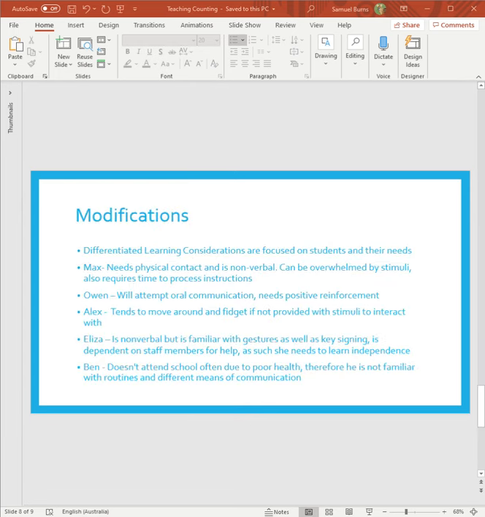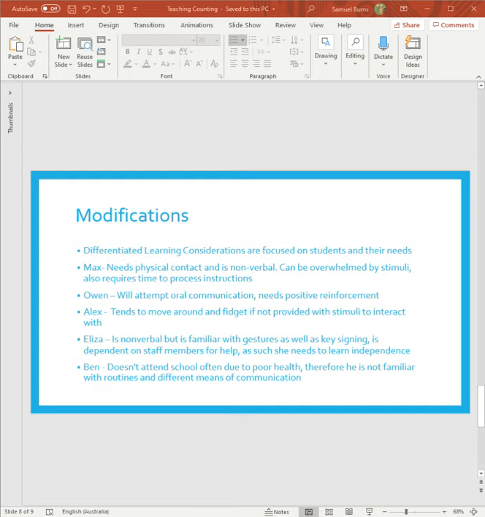The lessons will be modified based on each student's specific needs. Max needs physical contact, is nonverbal and can be overwhelmed by stimuli. When that happens, he may need some space to himself, some quiet time. He will also need some time to process the instructions.